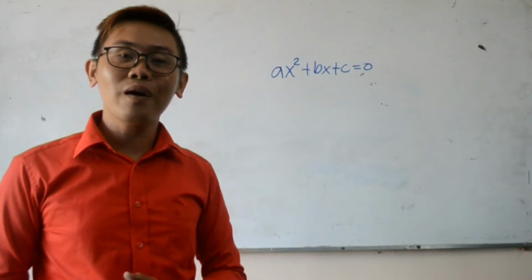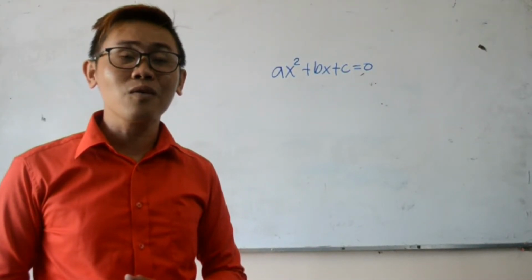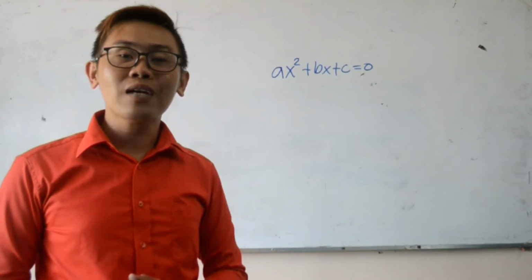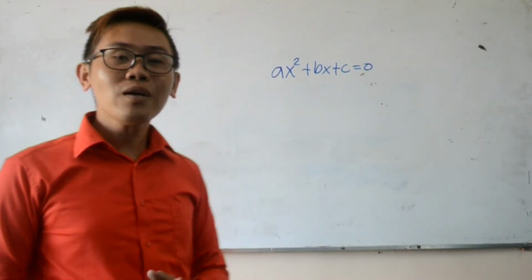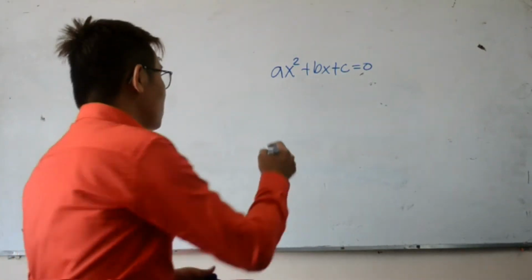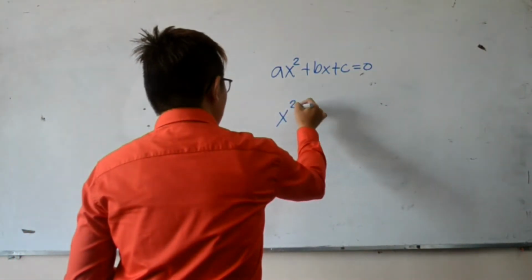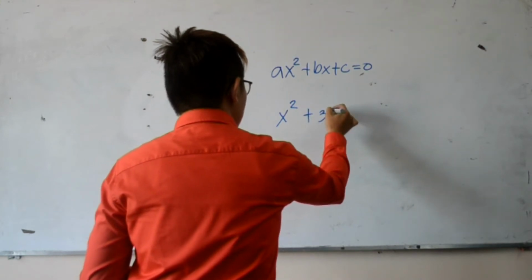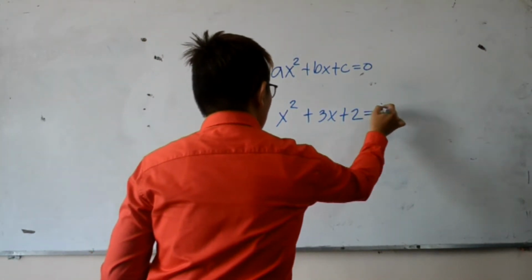I am going to have a lecture on solving quadratic equations using the factoring method. We are going to consider our example a while ago. We have x squared plus 3x plus 2 is equal to 0.